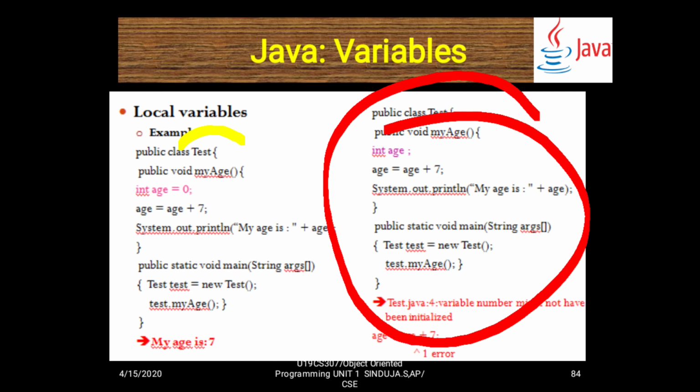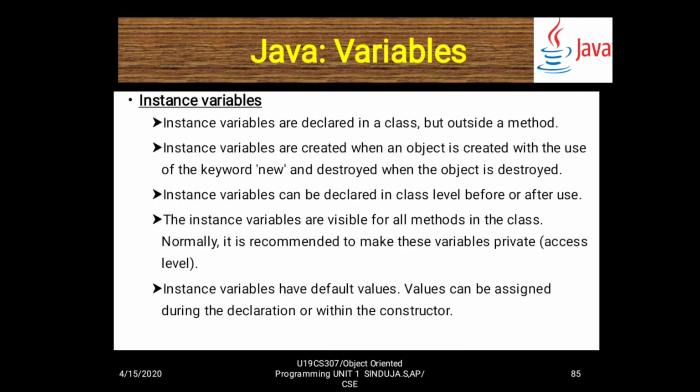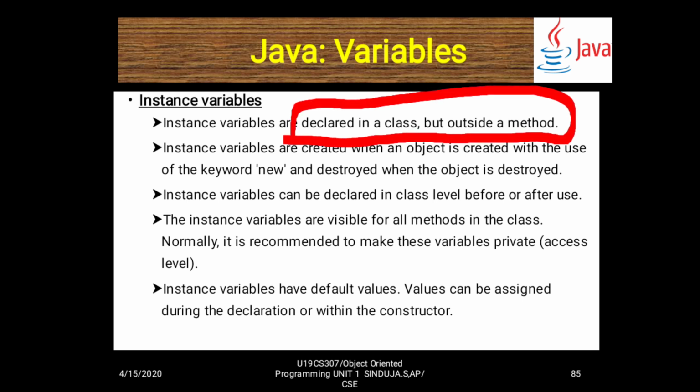So we can move to the next type of variable, that is instance variable. Instance variable means it is declared inside the class but outside the method. This particular instance variable will be created when an object is created, and when the object is destroyed, these variables also get destroyed.